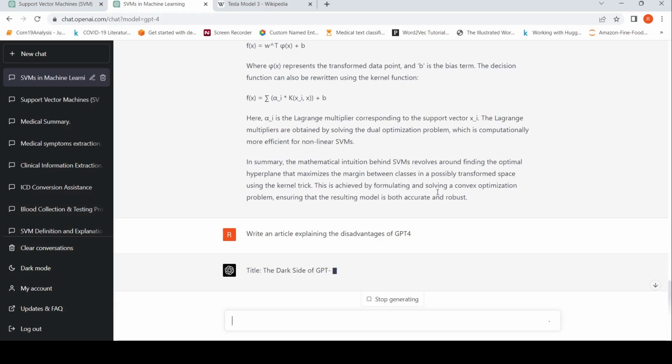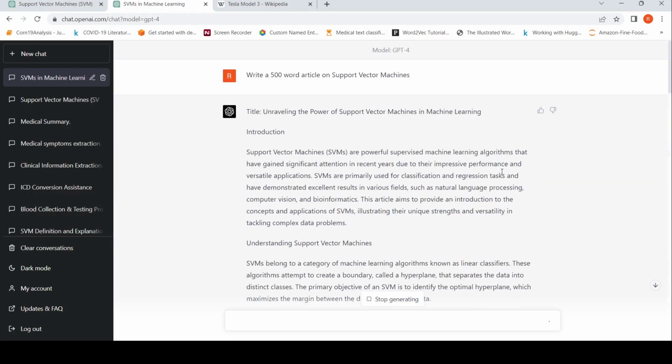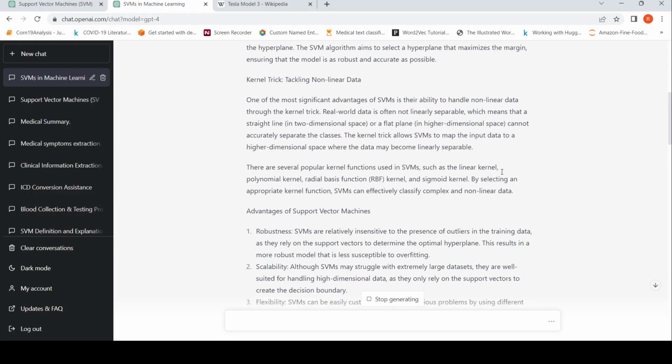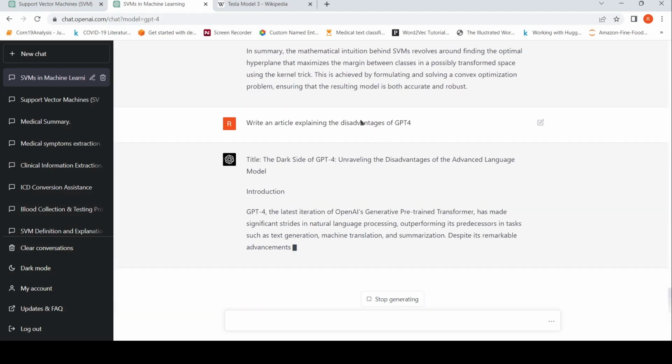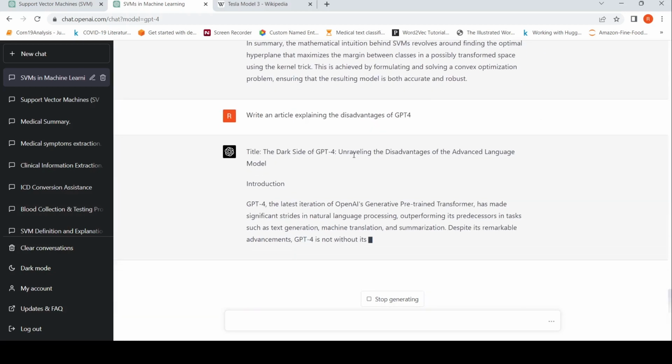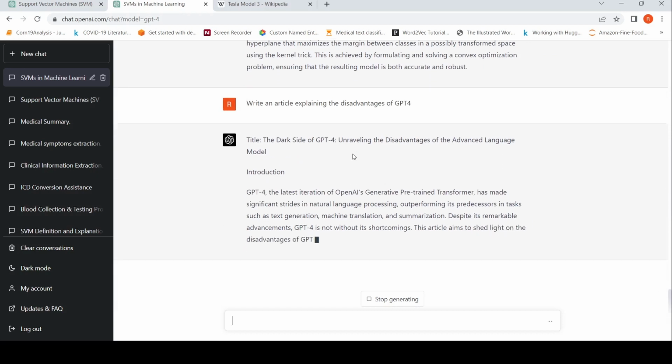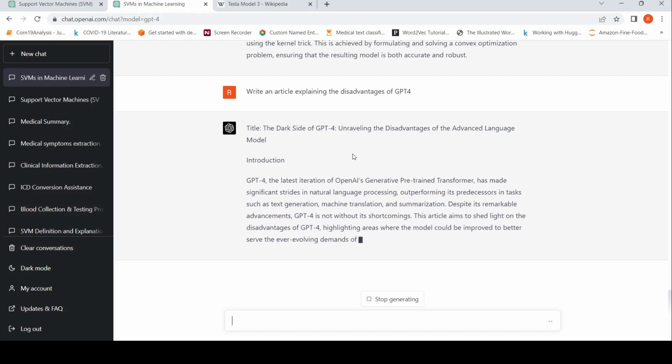Okay. Dark Side of GPT-4: Unraveling the Disadvantages of an Advanced Language Model. This word "unraveling" is present here also, if I remember. Yes, "Unraveling the Power of Support Vector Machines." So it might have some kind of pattern if you ask for an article. GPT-4 is the latest iteration, has made significant strides. Let's see what kind of response it gives. It could be improved. Okay, it's nice.